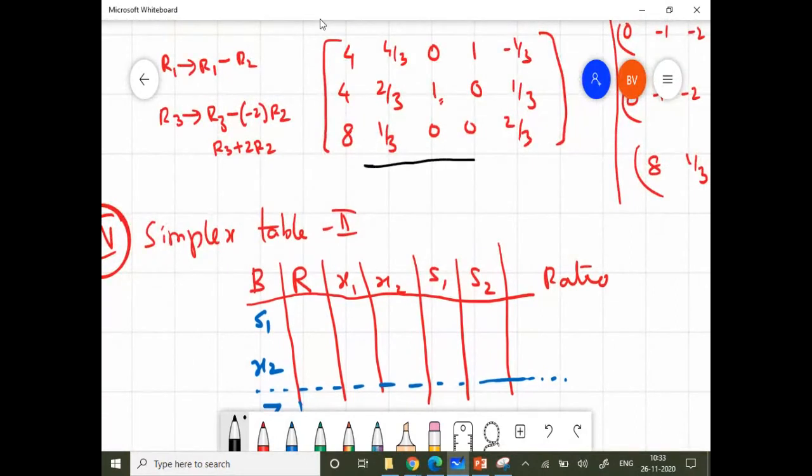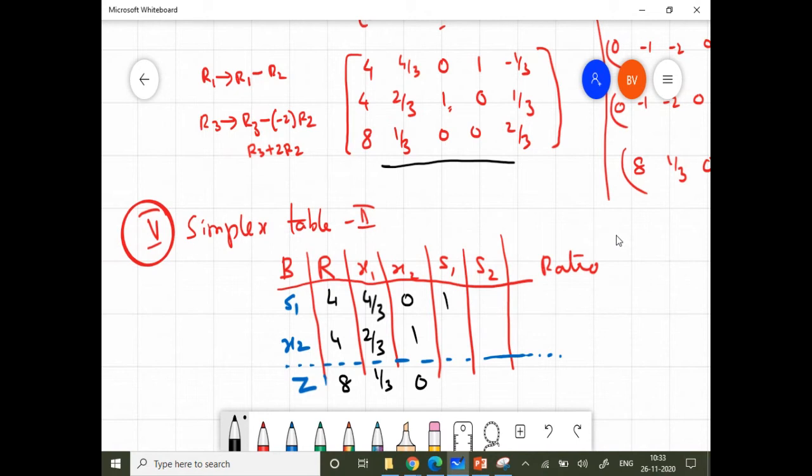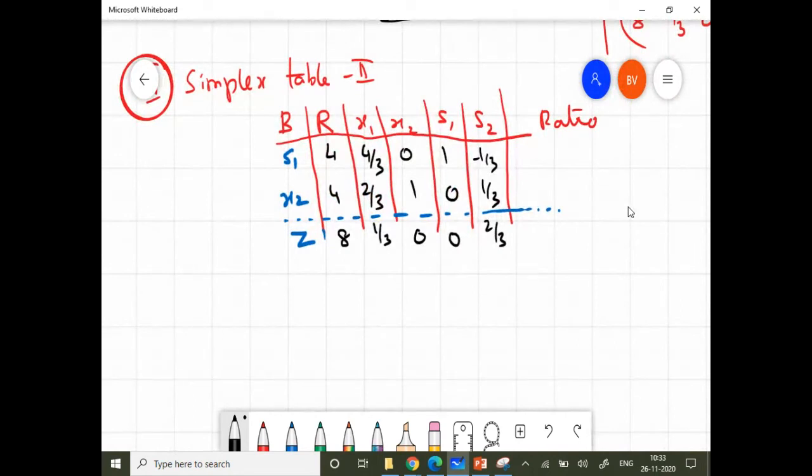The first, by using this matrix. First column is 4, 4, 8. Second column is 4 over 3, 2 over 3, 1 over 3. Third column is 0, 1, 0. Fourth column 1, 0, 0. The last column is negative 1 over 3, 1 over 3, 2 over 3. And if there are no negatives in the z row, then we are at the end. So we will write a conclusion here. These are called indicators.